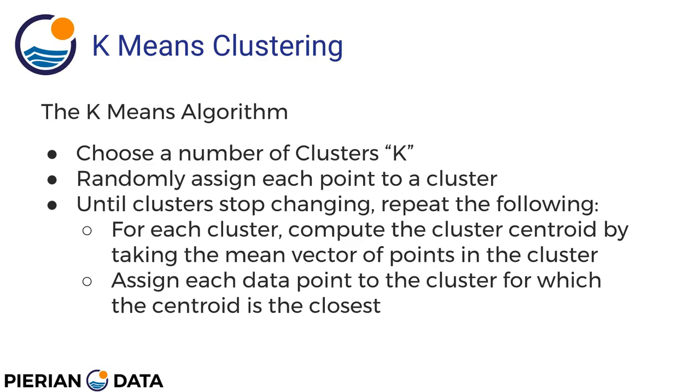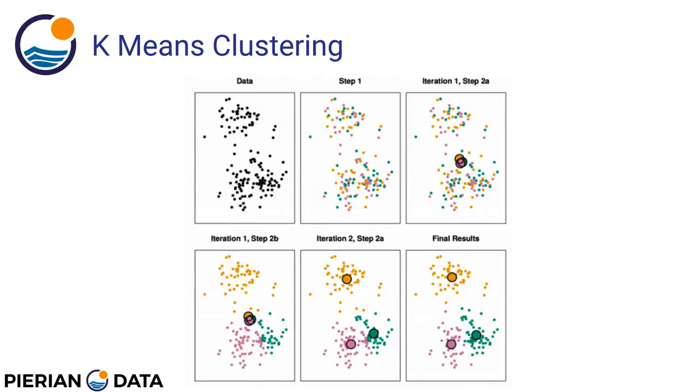For each cluster, it's going to compute the cluster centroid by taking the mean vector of points in the cluster. Then, it will assign each data point to the cluster for which the centroid is the closest. So let's actually see this in action. On the very first panel, on the top left, we have our data. It's unlabeled, and it's totally ready to go for clustering.